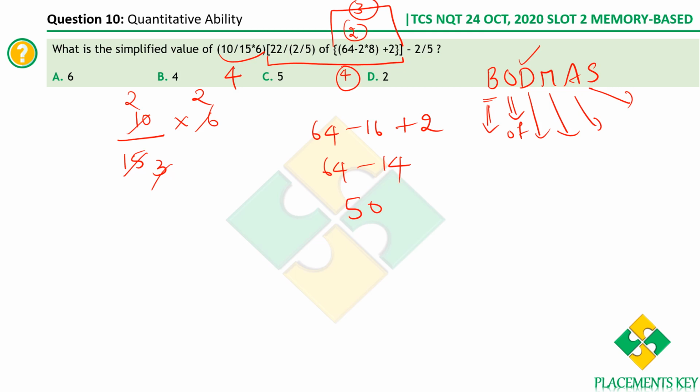So this entire bracket value, we have got it as what? It is 50, and we have got this value as 4. Now we only have one thing remaining, which is what?